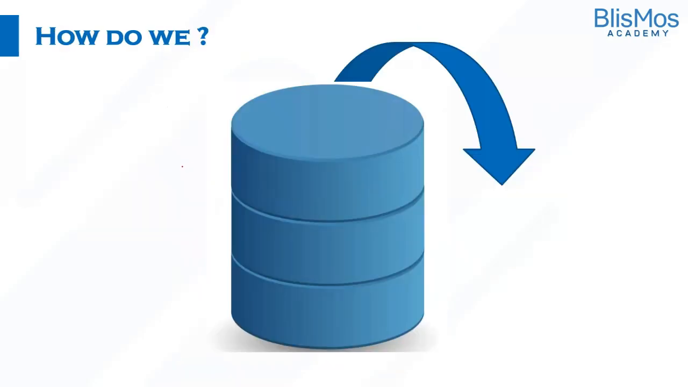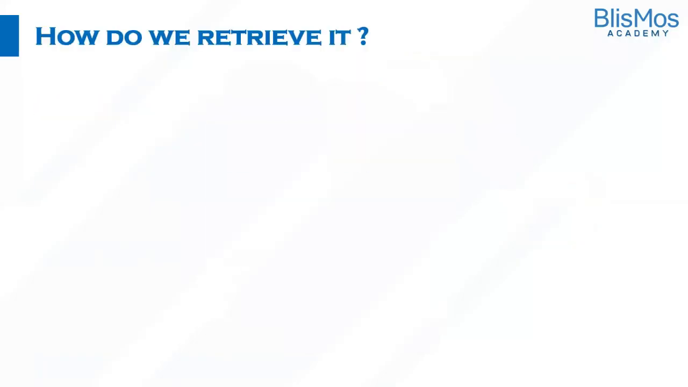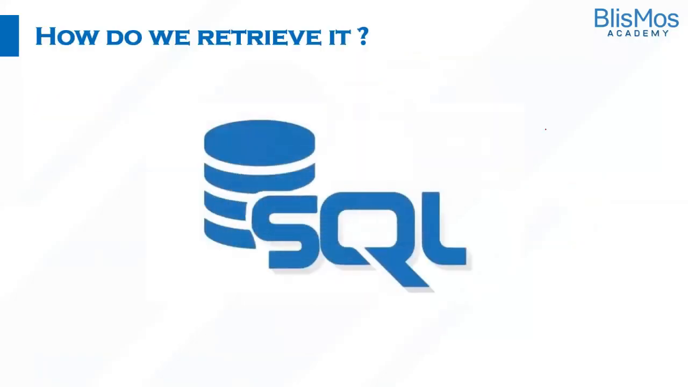In order to derive patterns, in order to derive insights, we need to access it, right? Or we need to retrieve it first, then subject that for further analysis to derive patterns. So, how do we retrieve it? Any thoughts on how we retrieve it? Very simple. We can retrieve or access the data stored in a database through SQL.